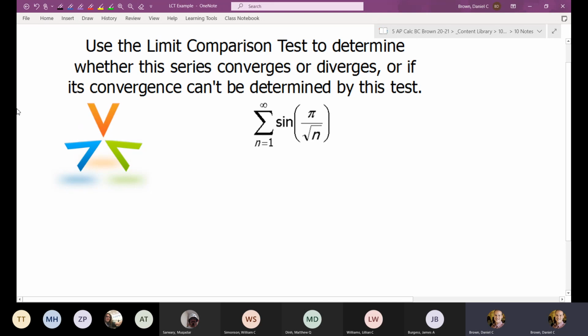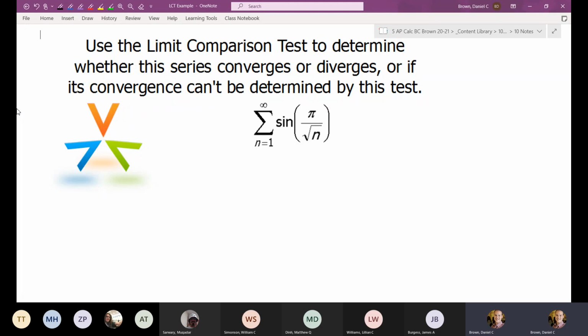Could try the nth term test, but the limit of this, let's think about it quickly. If n is going to infinity, pi over infinity is going to 0. This is a sine of 0, which is 0. We got no info. It's not a geometric one. It's not a p-series. Could do the direct comparison test. I will tell you the direct comparison test fails for this one, so we're not going to waste our time doing it, but it does fail for this one. The limit comparison test is the only one that we really have an option for, and honestly, it is the only one that would work for a series like this.